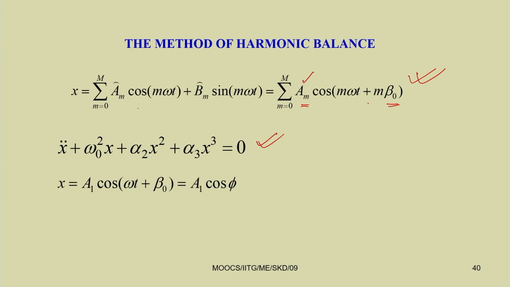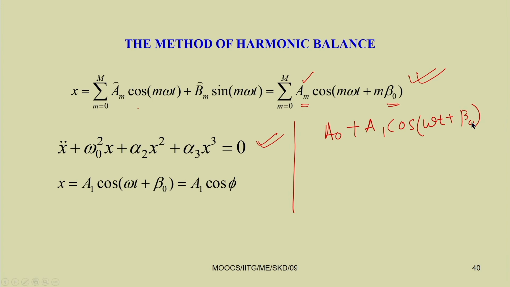so let me write, expanding this thing. This first term becomes a 0, then plus a 1 cos, for m equal to 1, so this is omega t plus, for m equal to 1, beta 0. So, one can write this way.